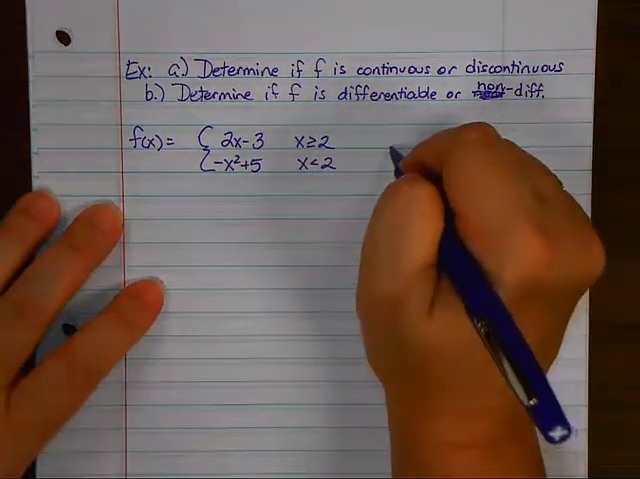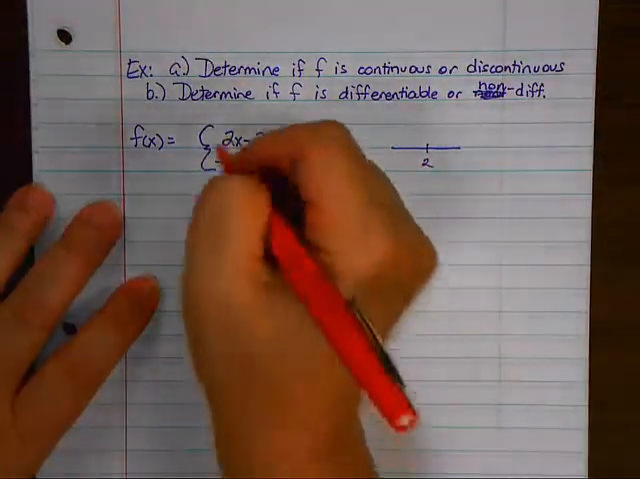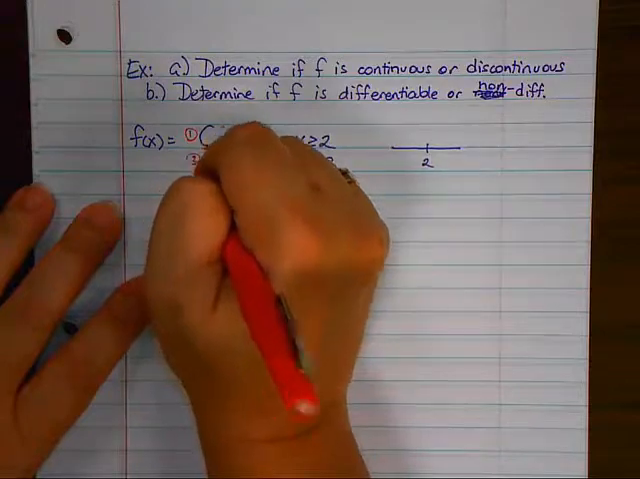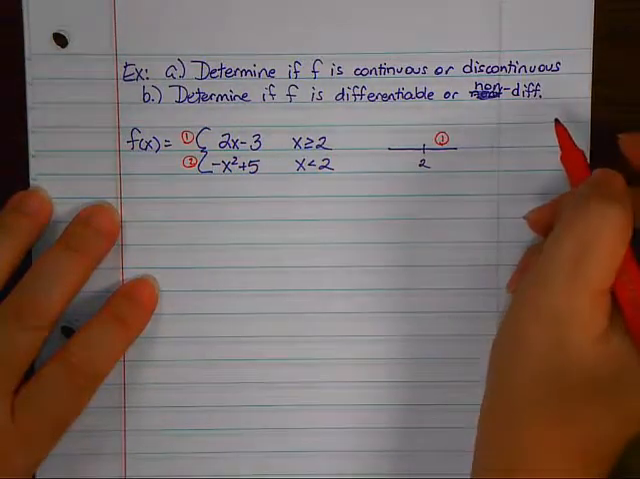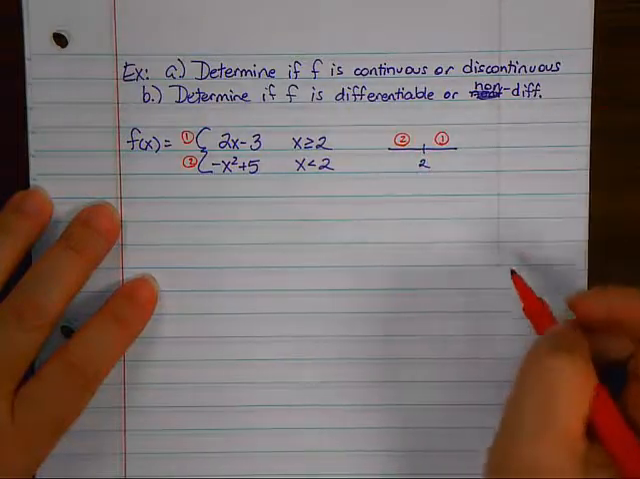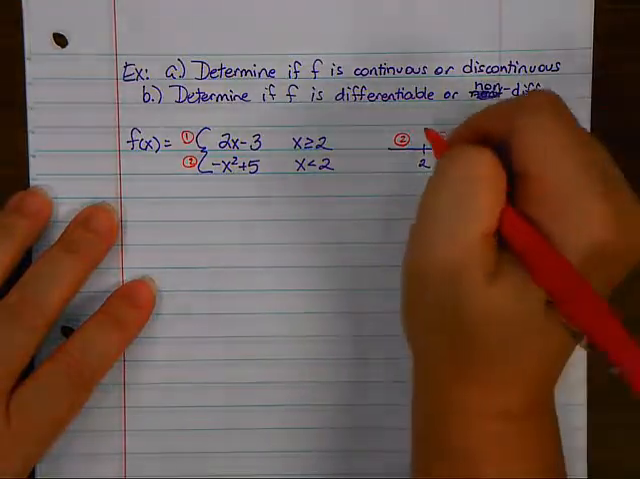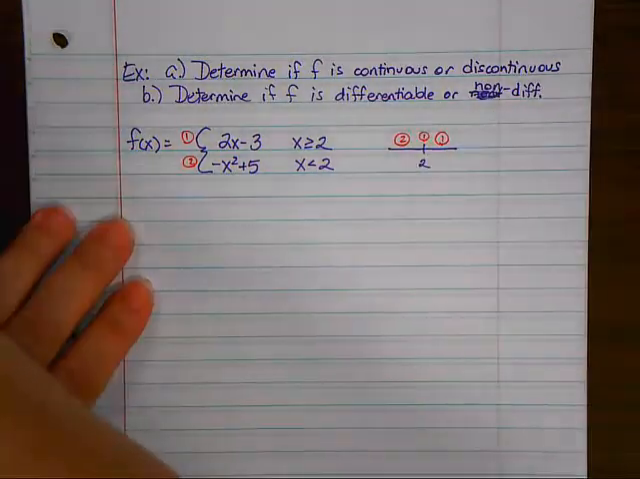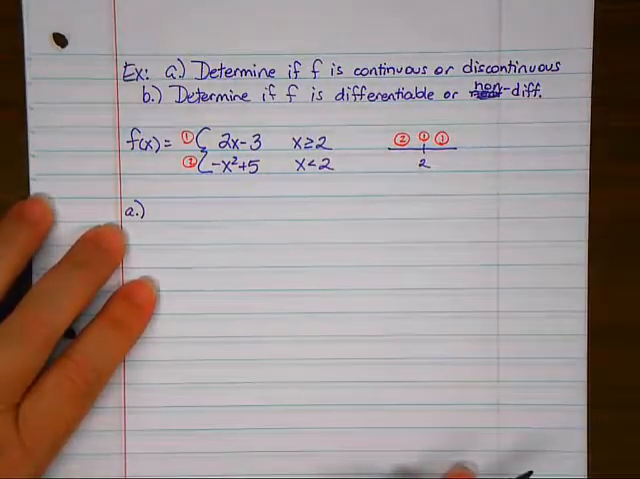So what I'm going to do is I'm going to go ahead and draw the number line. If you need it, draw it. If not, you can just watch me. So greater than 2, that's the right side. Less than 2 is the left side. Which one is equal to 2? 1. Okay. So, part A says determine if f is continuous or discontinuous.